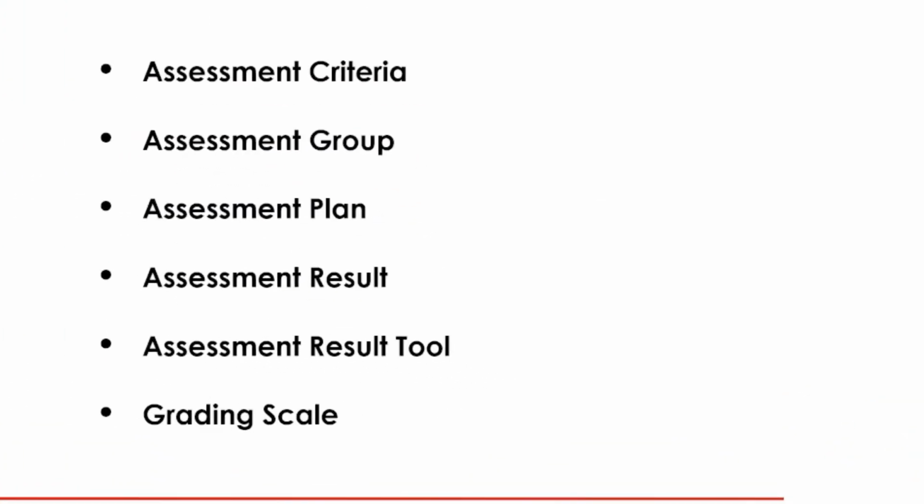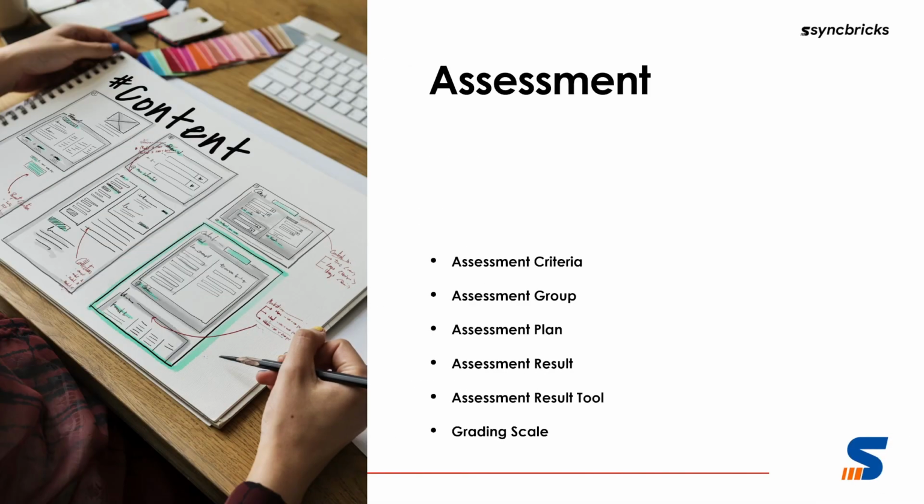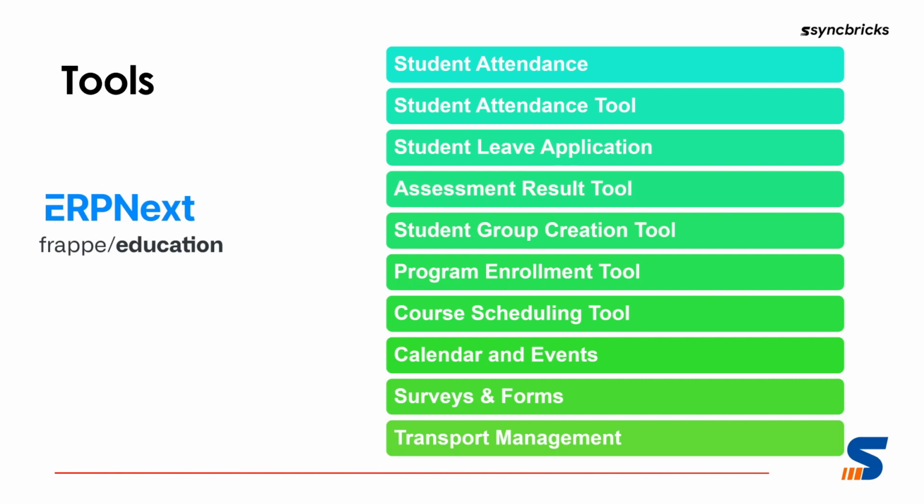So once the student is enrolled, then there will be various assessments during the year or at the end of year. Assessment criteria can be defined. So there is an assessment result tool also which will help you to create the assessment of the students. It helps you to create and define the grading scale for the assessment. There are various tools which are available for the student attendance, for the leave application, for the assessment result, and then creating the course schedule, calendar, events, survey and forms, transport management, and so on.